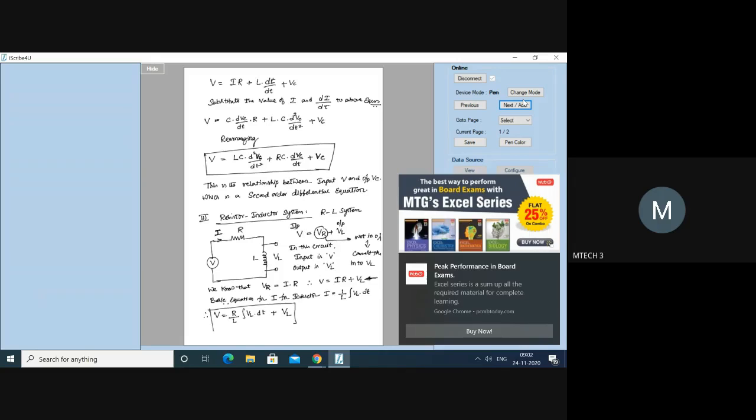So this is the expression for input V and output VL. Okay. This is clear? Yes, sir.